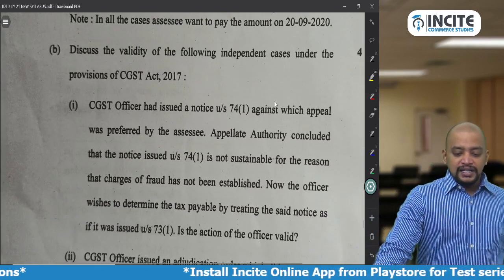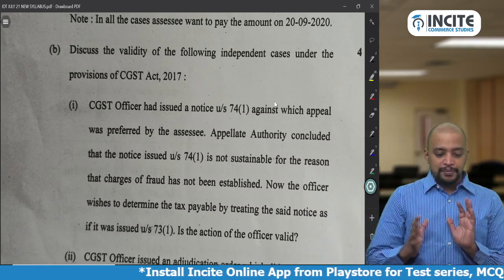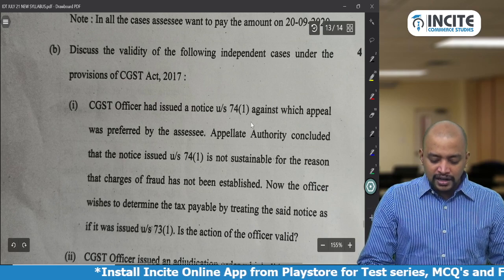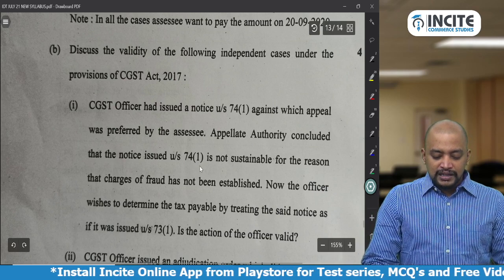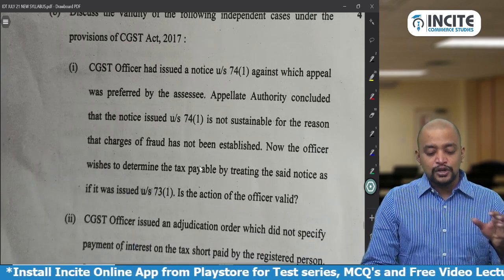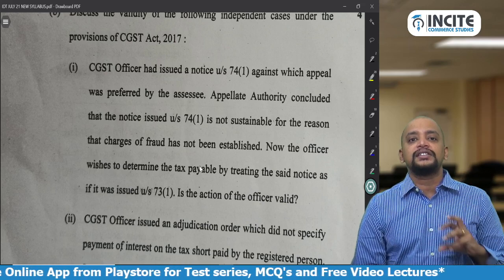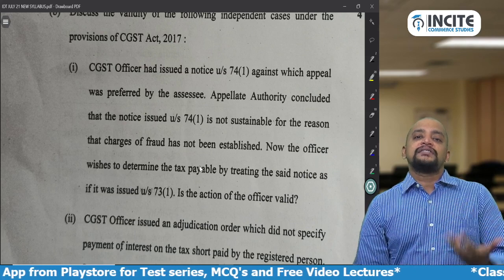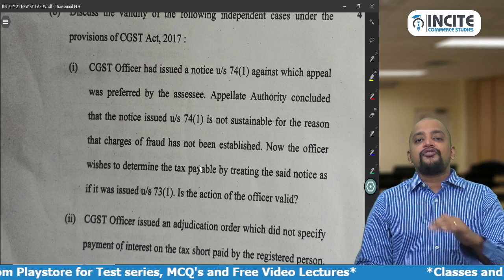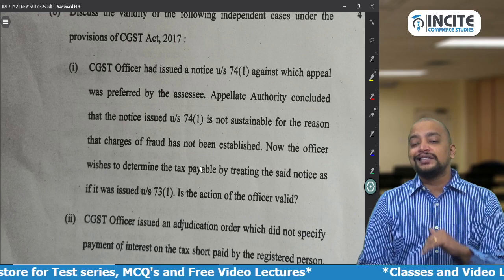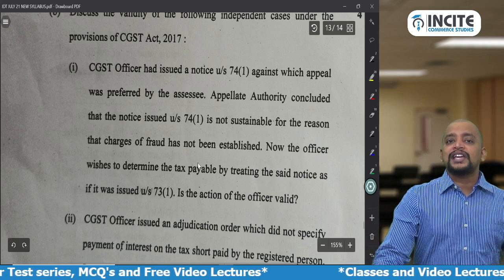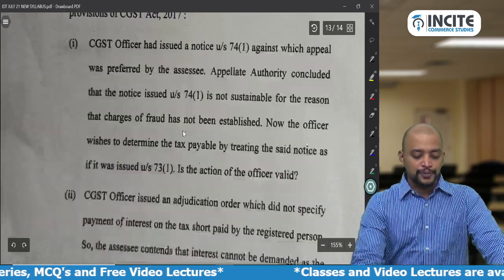Then discuss the validity of the following independent cases. Again on 74, they have given this on a special point. This is there in our resource book. The same question is there. They gave a notice under 74, but later on the fraud case is not proved. So they want to invoke 73. The same notice can be converted to 73 also.